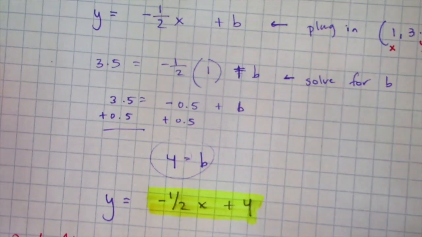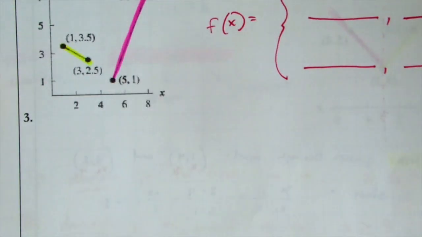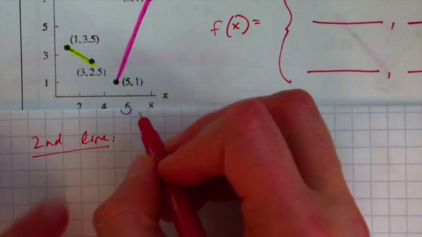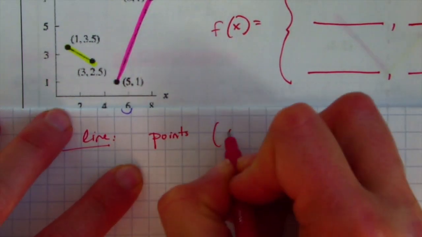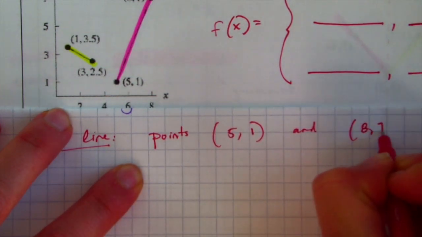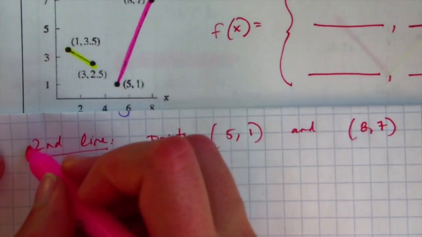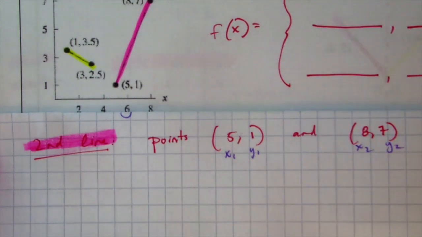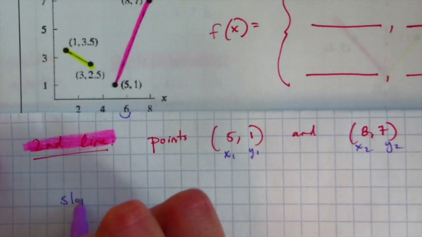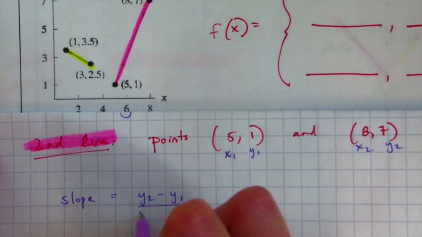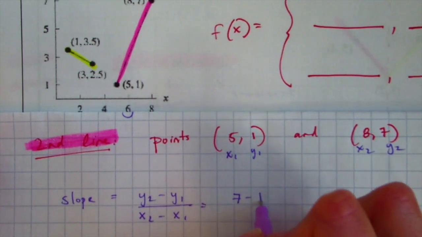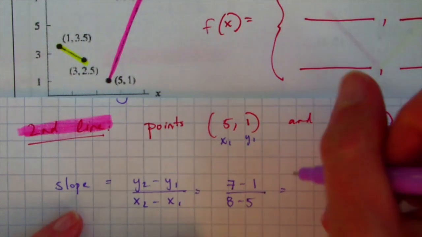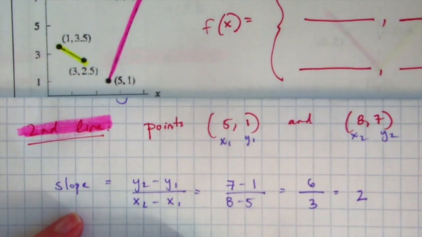Second line, back to my graph. What do I know about my second line? Well, my second line goes through points (5, 1) and (8, 7). Let's start by finding the slope. Once we find the slope, it'll be 7 minus 1 over 8 minus 5, which gives us 6 over 3, which gives us positive 2.